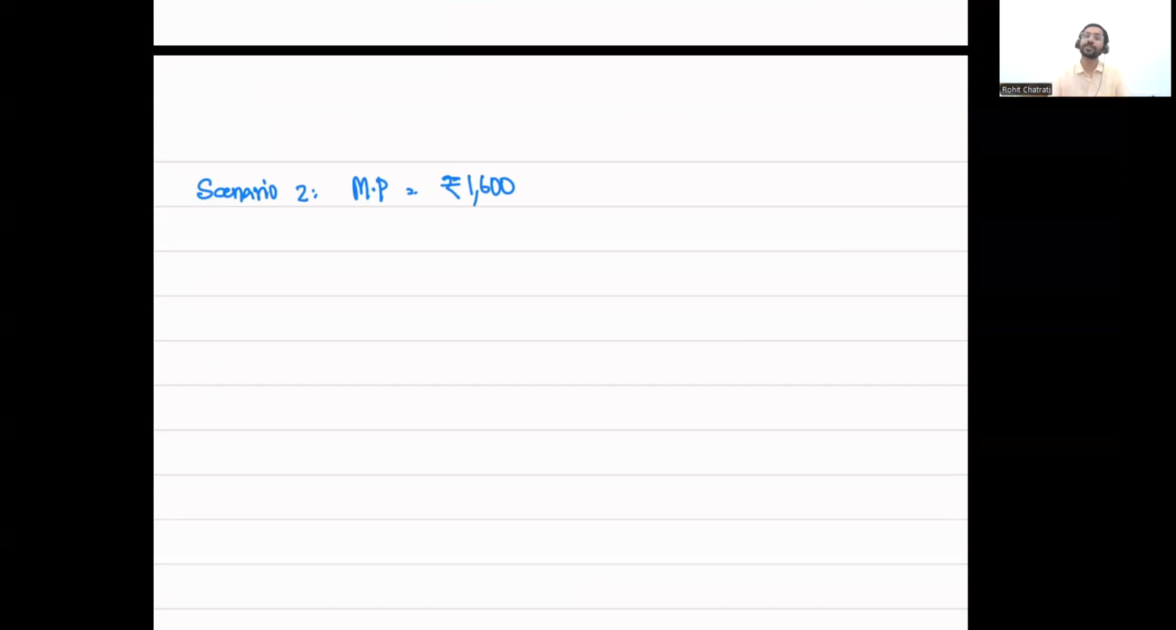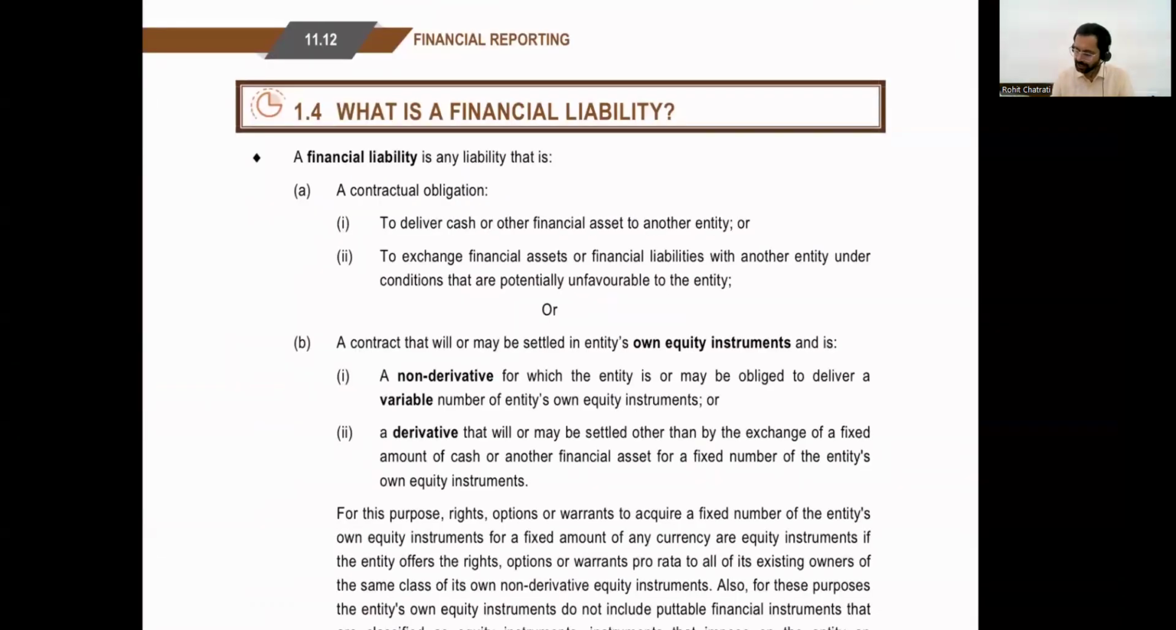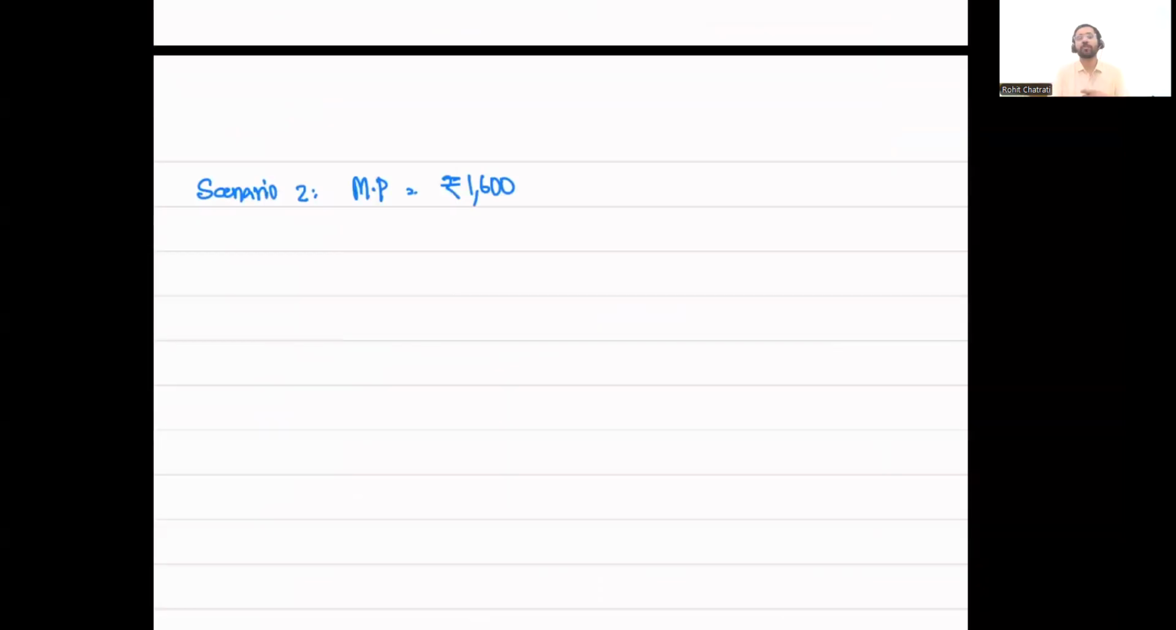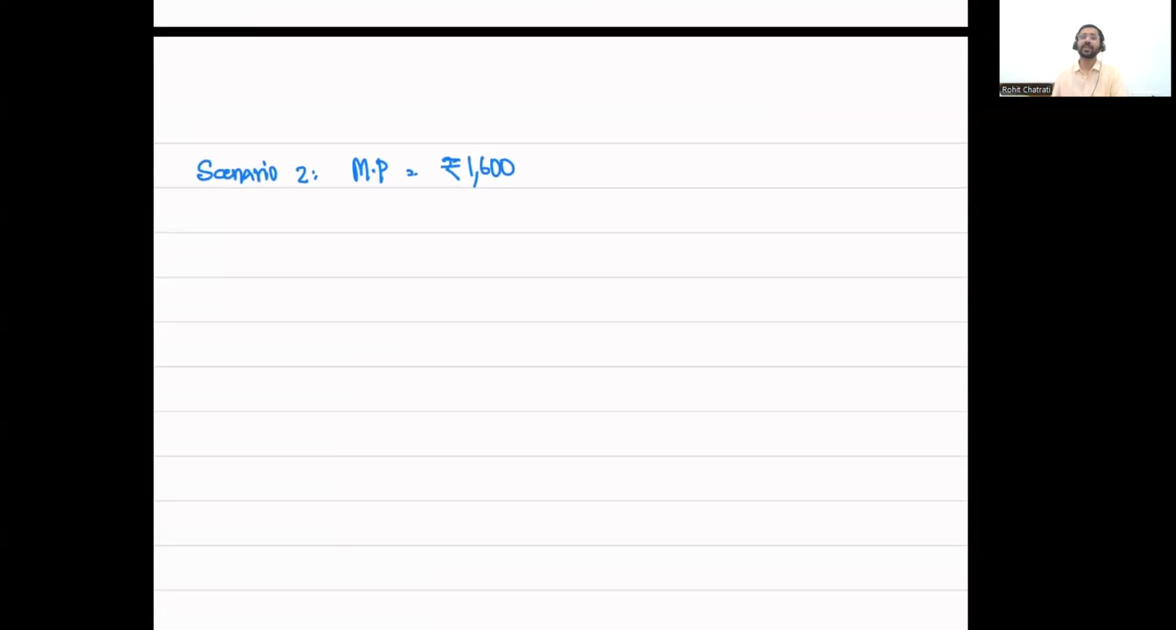And if we look at the definition of financial liability, it states that a financial liability is any contractual obligation to exchange financial assets with another entity under conditions that are potentially unfavorable to the entity. Now, over here, I have an obligation to pay 1800 and I'm only going to receive an investment which is worth 1600. So this is an obligation for me to purchase a financial asset under unfavorable conditions. Therefore, I will record a derivative financial liability.